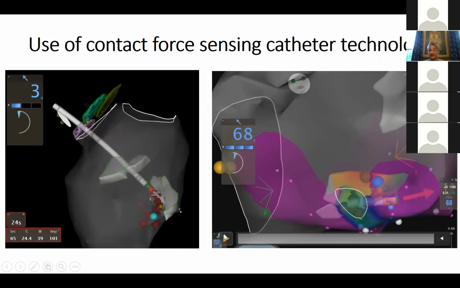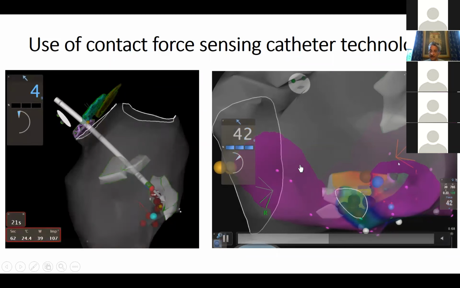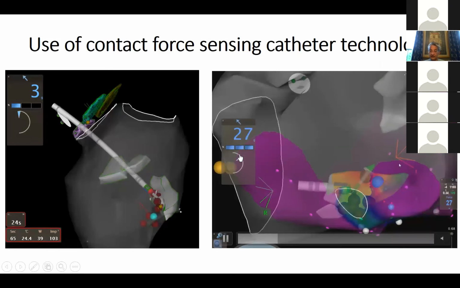So when you go on here, you know that the lesion that you're creating is really not that great. Here's a second example where you can see the catheter is stuck under the papillary muscle. The vector is pointing upwards. And the kind of force that you're generating here is so much better. And you know that for this particular lesion, if you are on the spot where the site of origin is, it's more likely to be successful.